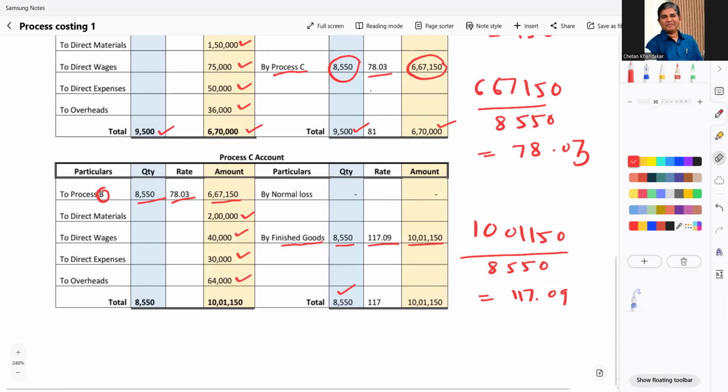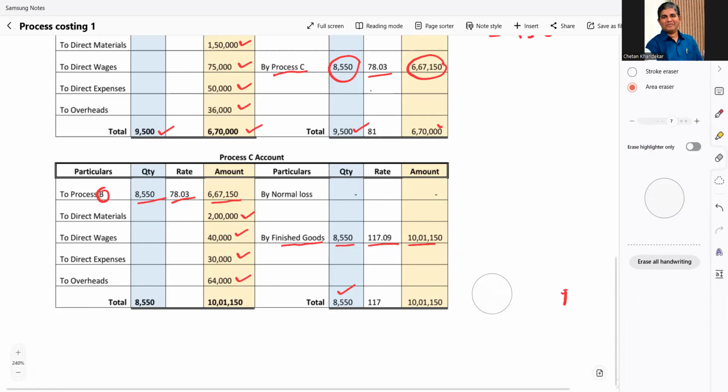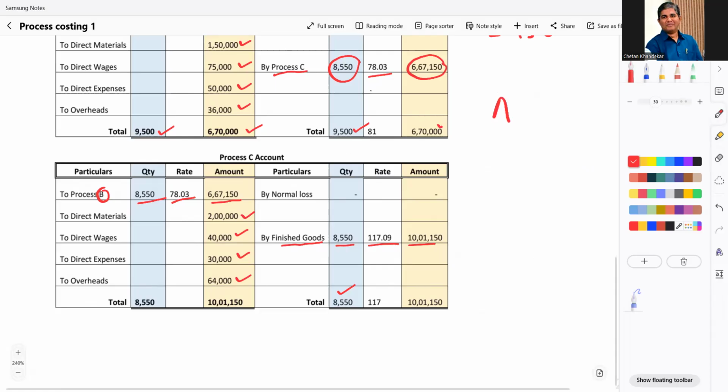So this way, we have to transfer all the costing related information and we will get output from process A transferred to process B, output of process B transferred to process C, and output of process C can be sold, but here it is considered as finished goods, which is 8,550 units and 10,01,150. So once you practice 2 or 3 questions, you will get an idea how to transfer output from A to B, B to C, and then to finished goods.